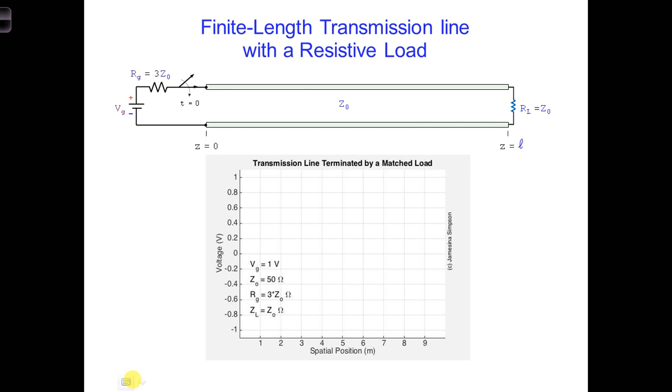Okay, so getting back to the specific case that we have here, what reflection do we expect for this particular scenario? You know that RL is equal to Z0.